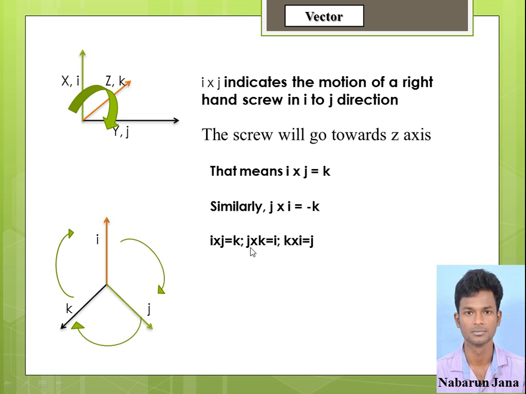And similarly j cross k is also following the arrowhead, so it gives positive i. And similarly k cross i equals positive j. Now j cross i, that means from j to i, is not following the arrowhead, so it will give negative k, so it means minus k. And similarly k cross j equals minus i and i cross k equals minus j. Do it yourself.